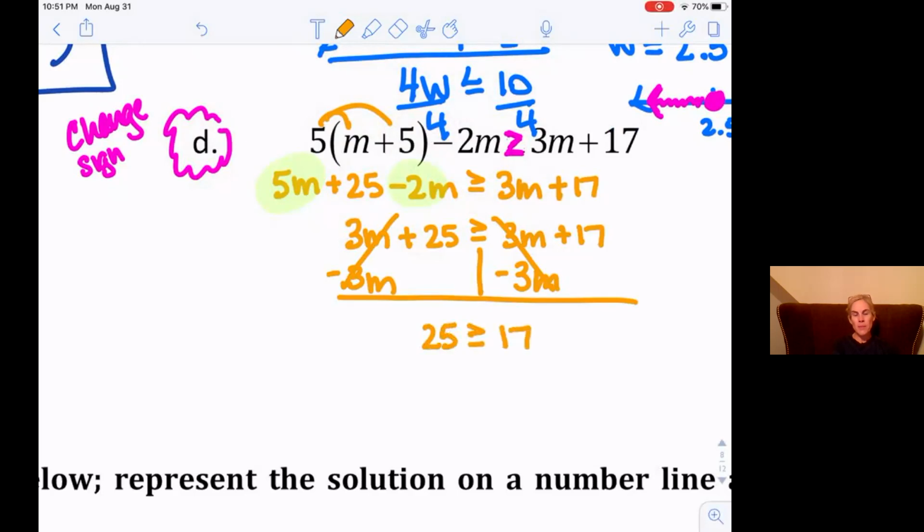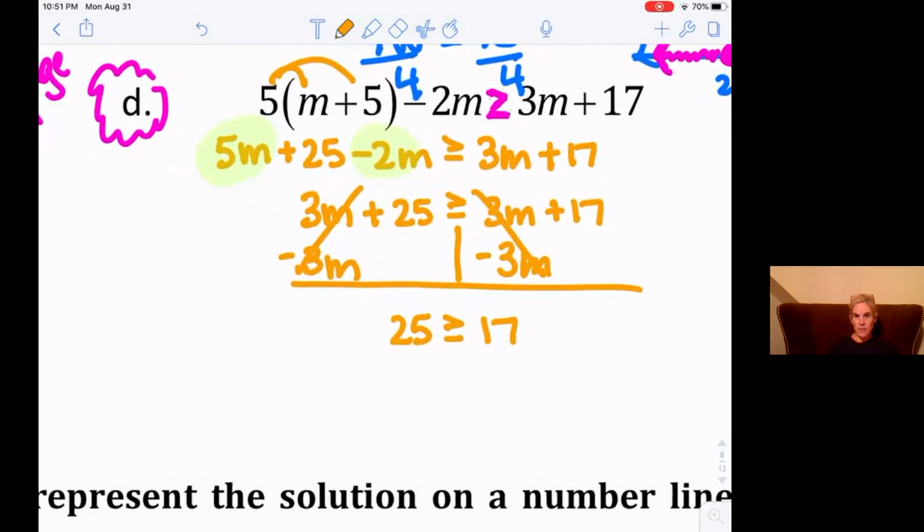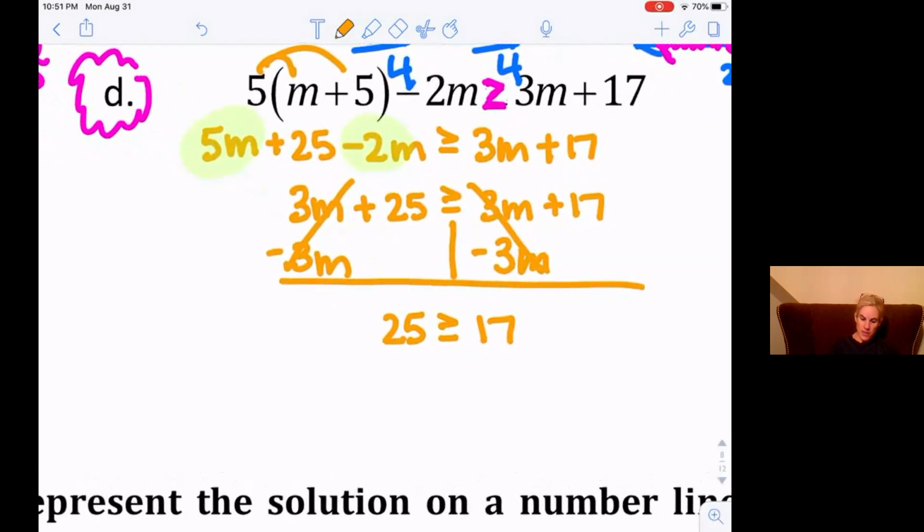All right, so now because your m's canceled in this problem, I knew that this was going to be a special case. So it was either going to be no solutions or all real solutions. So in order to determine what case it is, read your answer. This says 25 is greater than or equal to 17. So is 25 greater than 17? Is it bigger than 17, or is it equal to 17? Yes, it is bigger than 17. So since this is true, this would be all real solutions.